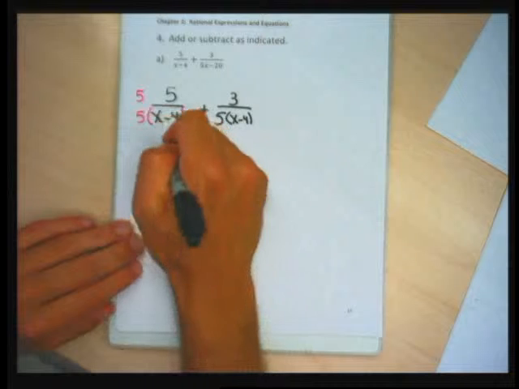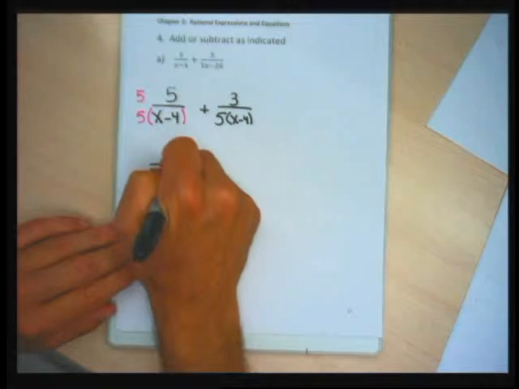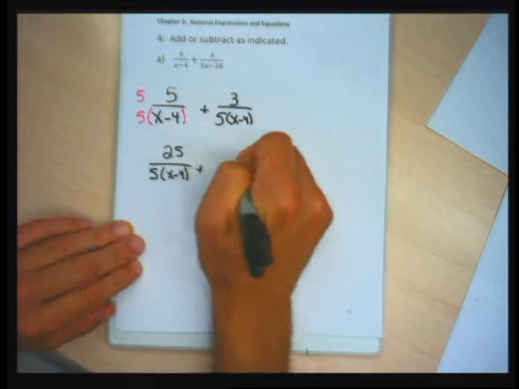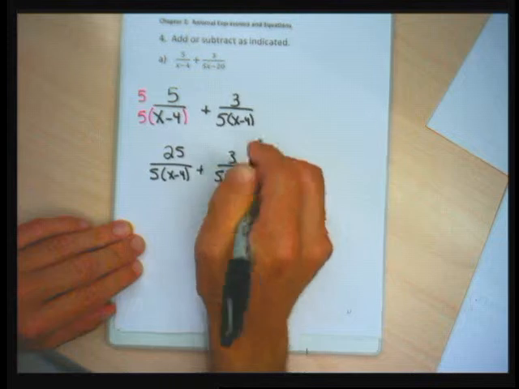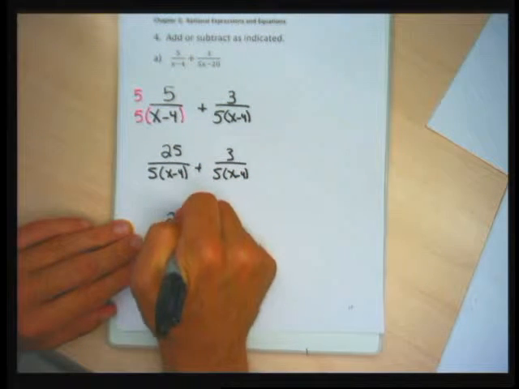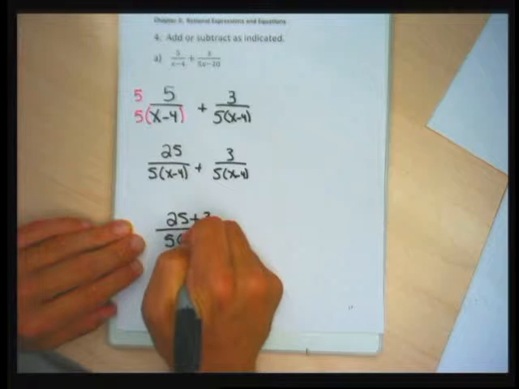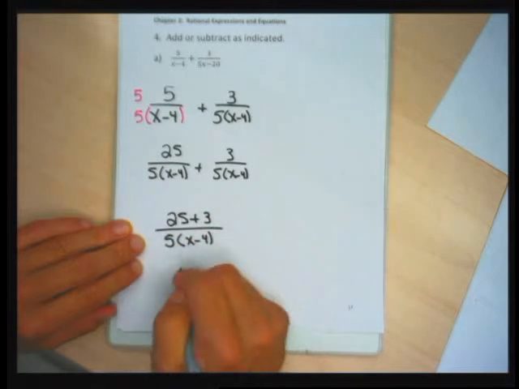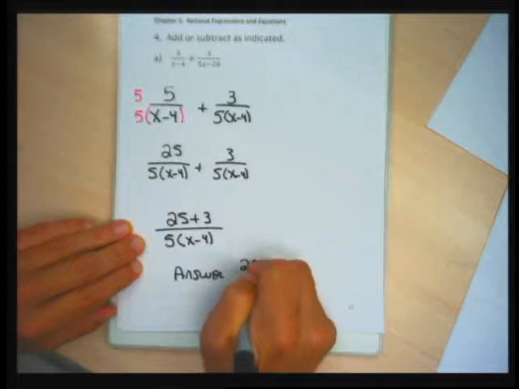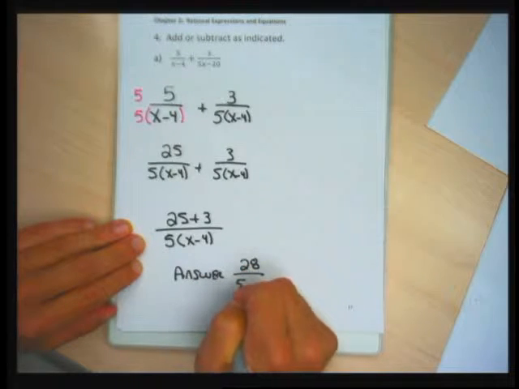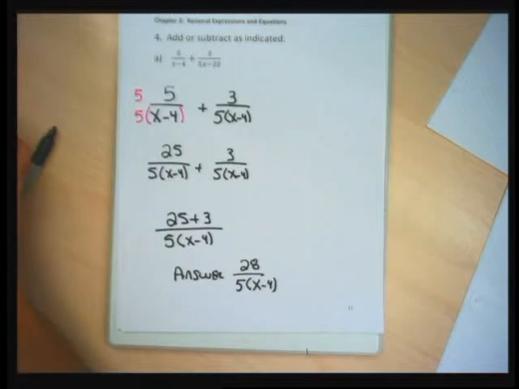Multiplying by 5 over 5, I get 25 over 5 times (x minus 4) plus 3 over 5 times (x minus 4). Now that I have the two fractions written with the same denominator, I can add the numerators together and get to my answer. My answer is going to be 28 over 5 times (x minus 4). I'm going to check by plugging in 2.